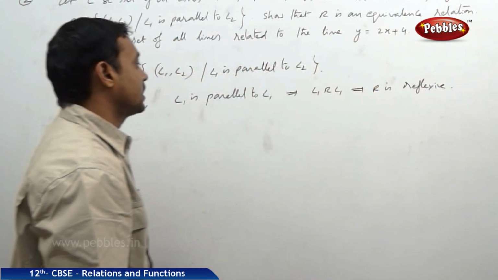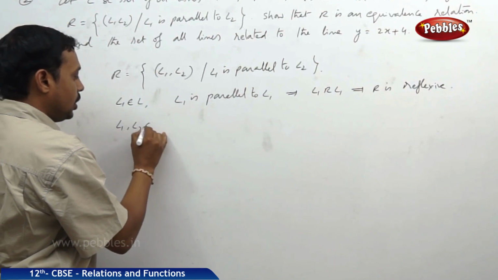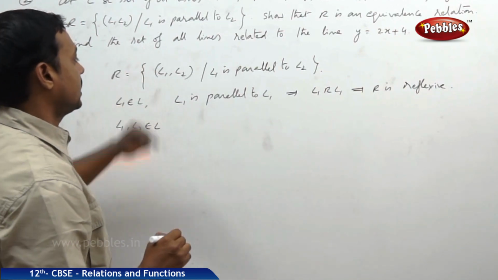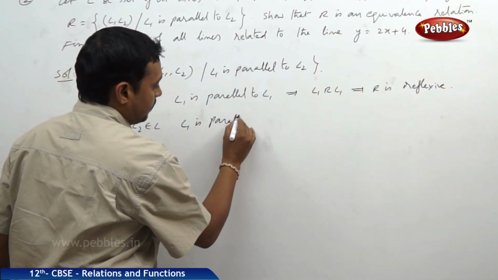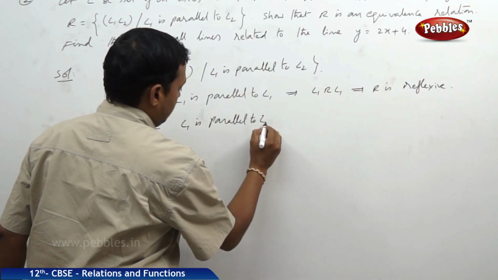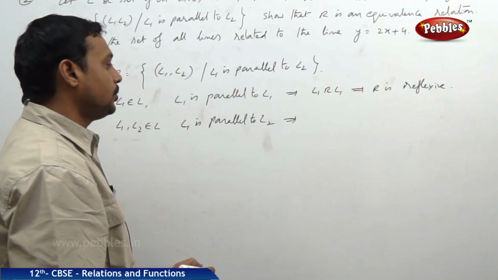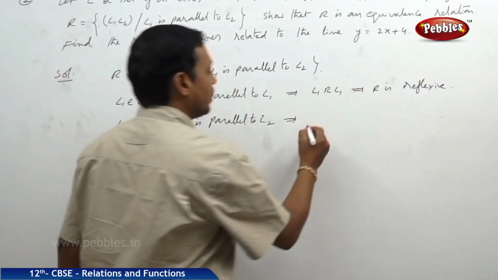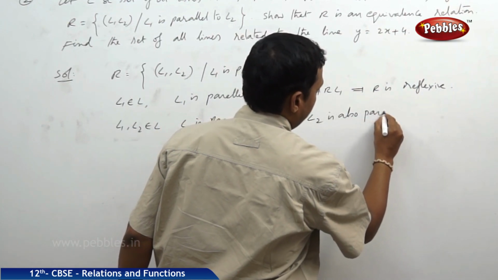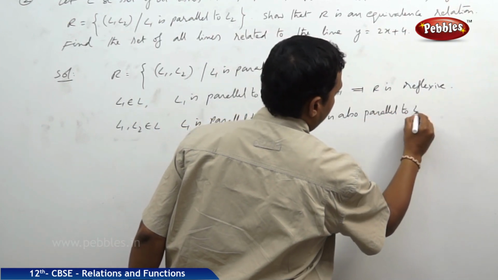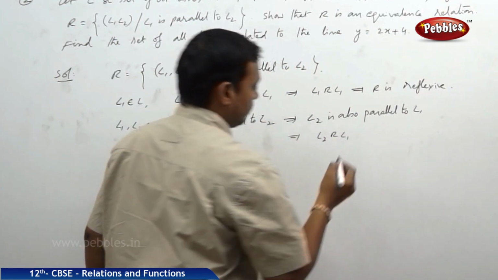It is a reflexive relation. Next one. Suppose L1, L2 are two lines from the set L such that L1 is parallel to L2. You know, if one line L1 is parallel to L2, then L2 is also parallel to L1. Therefore, L2 is related to L1.